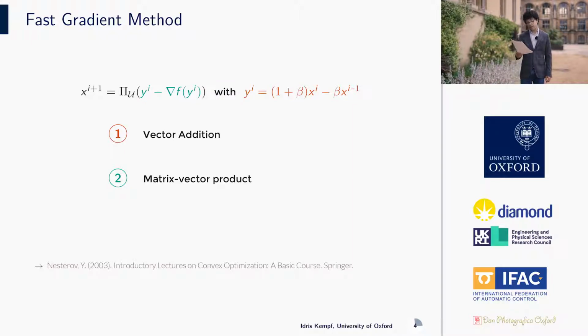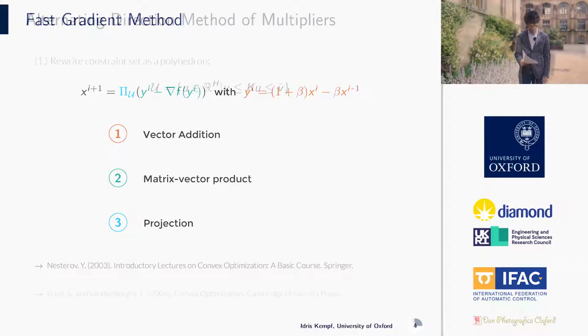Computing the gradient of our objective function consists of multiplying the objective function matrix J with a vector. The last step is the orthogonal projection onto the input constraint set. No explicit solution to this orthogonal projection is known, and we will need to apply an iterative algorithm.